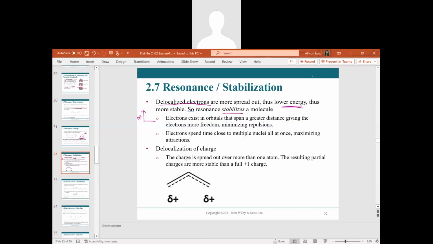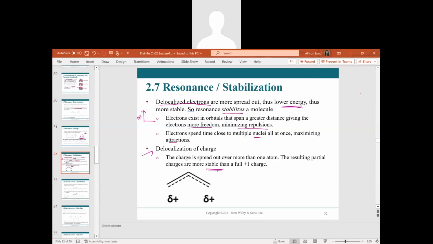These electrons have more freedom, minimizing any repulsions. What else? They spend time near multiple nuclei, so positive and negative charges would attract. And that delocalization of charge, as I mentioned, that spreading out of that +1 charge, results in, again, a more stable compound.